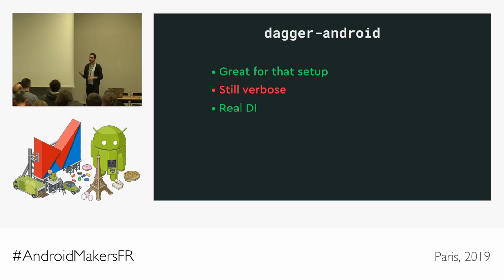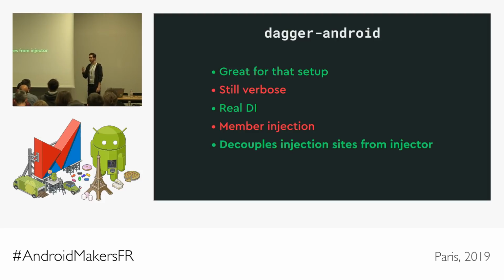With Dagger Android, we can achieve real DI for activities because it has this cool AndroidInjection.inject that you can basically hide in a base class, and then in your activities you just annotate your members that are your dependencies, and they get injected, and that's it. It's super transparent. But then you get stuck with member injection, so it's again not free. But the most important thing about Dagger Android is probably this other thing: it decouples injection sites from injector. So when you start working with several different modules, then it starts making more sense.